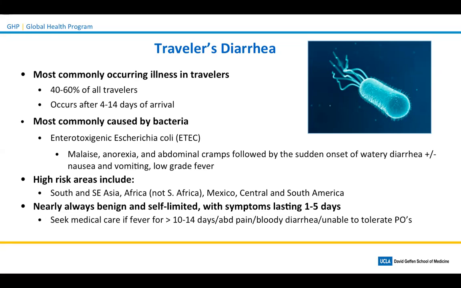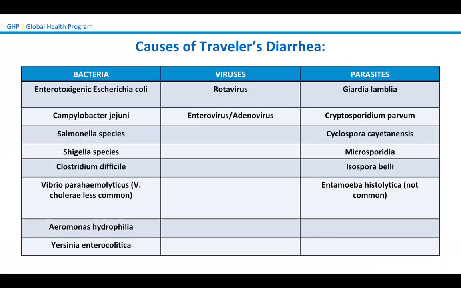Traveler's diarrhea is nearly always benign and self-limited. Symptoms tend to last about 1 to 5 days. However, if they last longer or are associated with persistent fever, bloody diarrhea, or you're unable to tolerate even fluids, please seek medical advice. Here is a table with the various different pathogens, including bacteria, viruses, and parasites that might cause traveler's diarrhea.